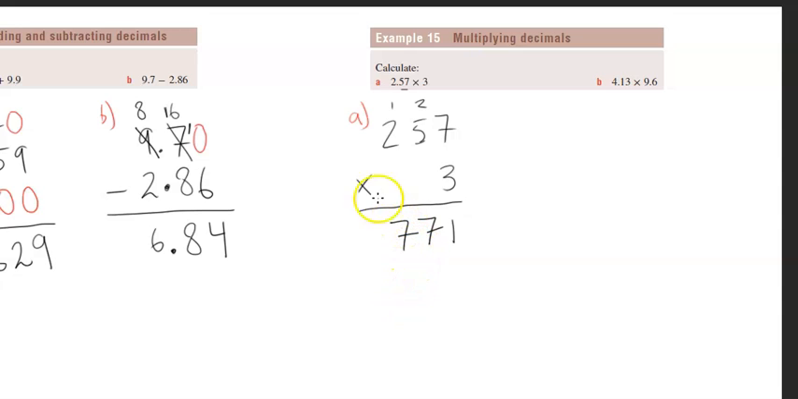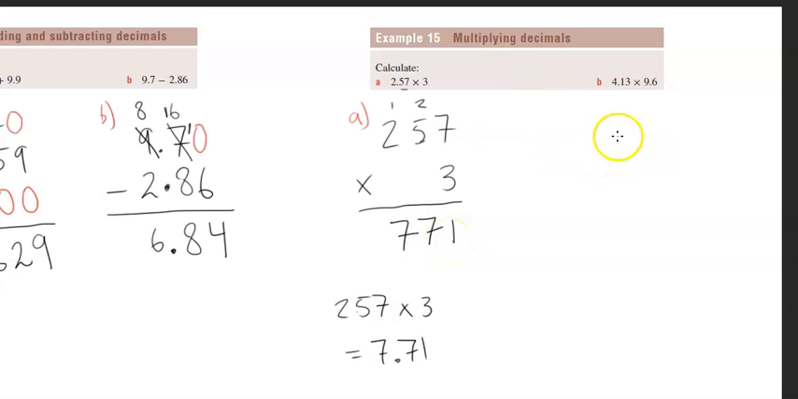Now, this solution here, 2.57 multiplied by 3, will give me, because there are only 2 decimal places in the first one, not in the second one, we're counting 1, 2. So our decimal point has to go here, and this will be our solution. Because we're counting 1 and 2, the decimal point must go here, so 7.71 is our final solution.